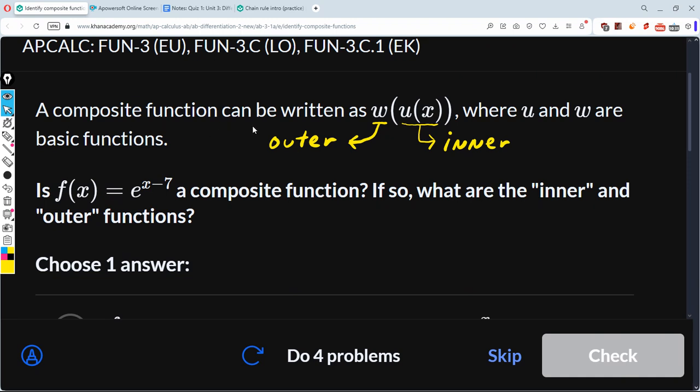All right, a composite function can be written as W of U of X, where U and W are basic functions. From the way they wrote it, the W is going to be the outer function, and the U is going to be the inner function. Is f of x equals e to the x minus 7 a composite function? If so, what are the inner and outer functions?